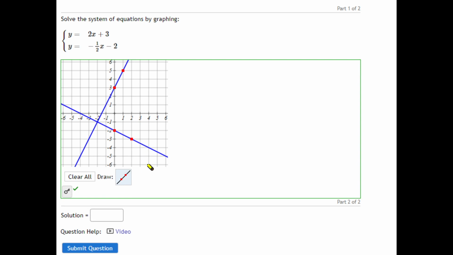Nice little green check. And then they're asking me what my solution is. And again, because of the way it's asking, make sure you enter it as a point. You see that little tiny purple text that says enter as a point. So always your x value first and then your y value. Make sure you put it in parentheses. So that's going to be negative 2, comma, negative 1. And end your parentheses, and when you do that, that little invalid entry will go away, and then you can go ahead and hit submit.